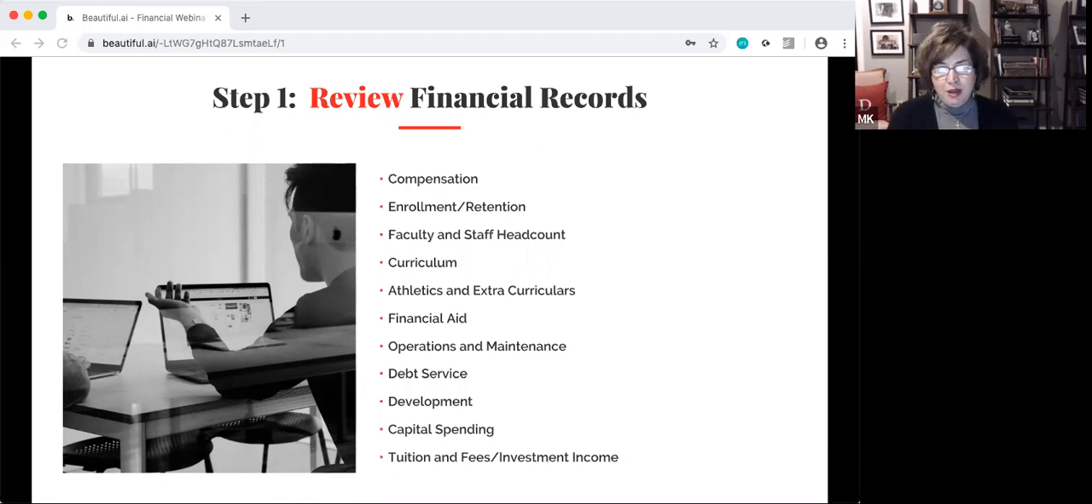Did we spend enough on maintenance last year? Did we go over budget? What is our debt? What is the development side? How much can we expect to fundraise? What are our capital expenditures? And finally, looking at the tuition and fees, what is our investment income looking to be?